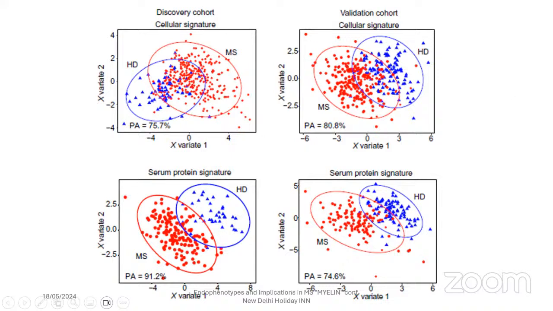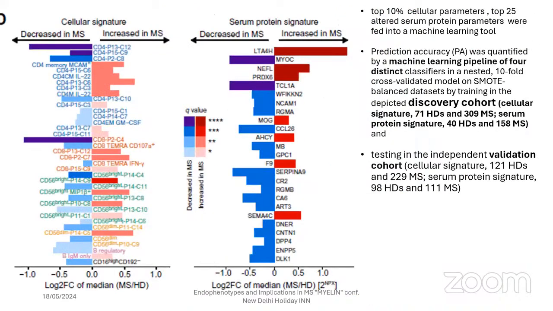You can see the various colors. As I said, there are phenograph, heat map, and UMAP. These are the terminologies which are very well known to genetic scientists and immunologists. But we are not aware. But suffice it to know that there are differences between the serum protein signatures of MS patients as well as healthy donors. So these can be depicted like this, which you can see based on the top 10% cellular parameters up to 25 altered serum protein parameters. They were fed into the machine learning tool.